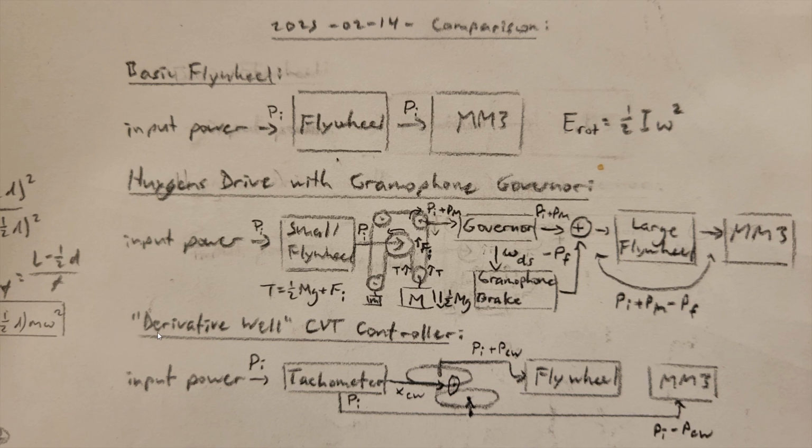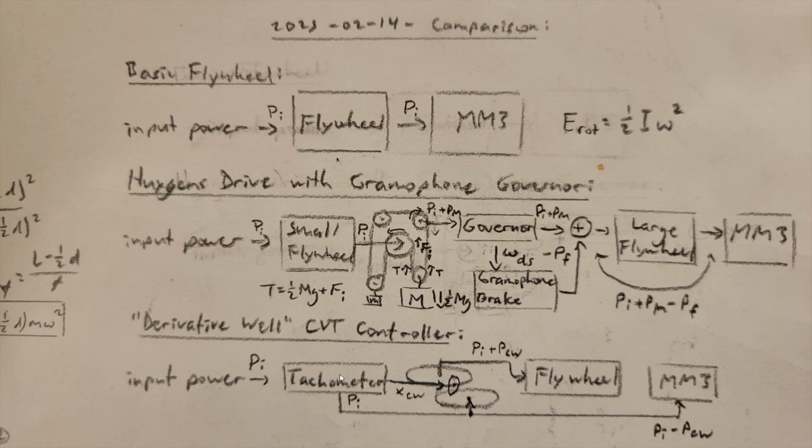We thus arrive upon my derivative well CVT controller design, which can handle almost any fluctuation in the input power and the system's load. This design places a wheel and disc CVT or equivalent between the input and the flywheel and uses a centrifugal tachometer to measure the speed of the drive shaft in order to control the horizontal position of this control wheel to set the gear ratio from 0 to infinity.